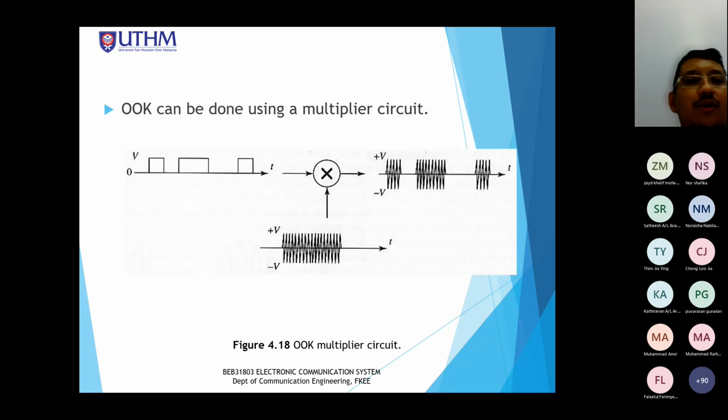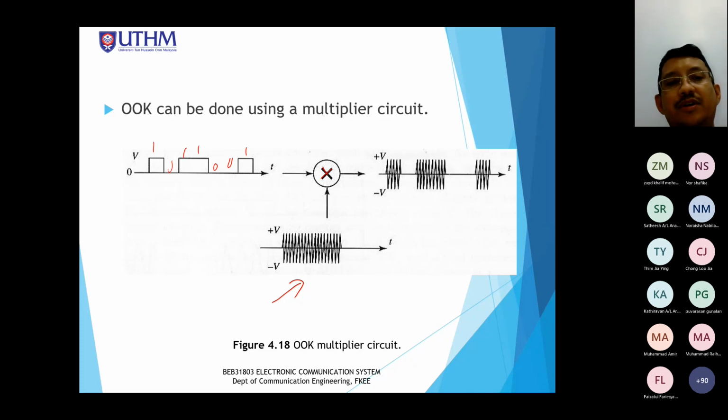And if you see from here, OOK can be done using a multiplier circuit. So this is the modulator circuit, using a multiplier circuit in the transmitter to produce the ASK. For example, here we have the input 10110001. So we multiply it with the analog carrier over here. So here we have the multiplier circuit.